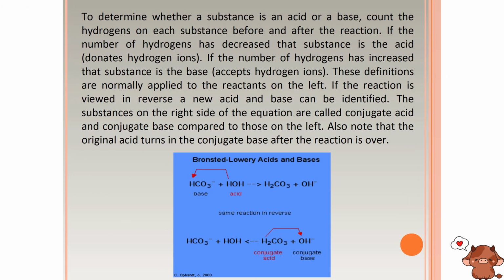To identify acids and bases, count the hydrogens before and after the reaction. If the number decreases, it's an acid. If it increases, it's a base. In reverse, we can identify conjugate acids and bases. For example, hydrogen carbonate plus hydrogen oxide, equilibrium arrow, hydrogen carbonate plus OH⁻. Here, hydrogen carbonate is the base, hydrogen oxide is the acid. In reverse, hydrogen carbonate is the conjugate acid, OH⁻ is the conjugate base.